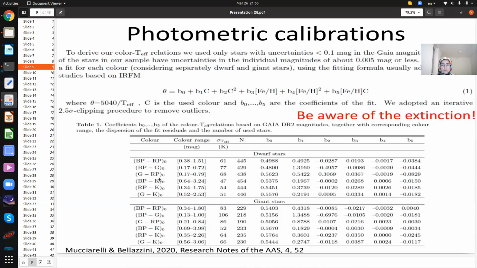Mostly they are for Gaia. There are the number of stars, the coefficients, and the others. And for each coefficient we should have an error, to have them in a more precise way.